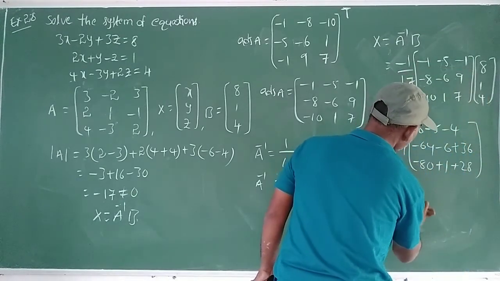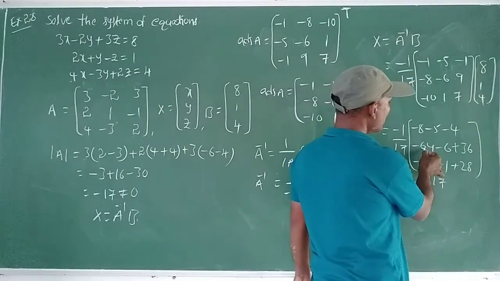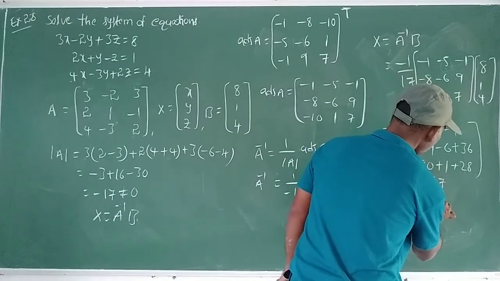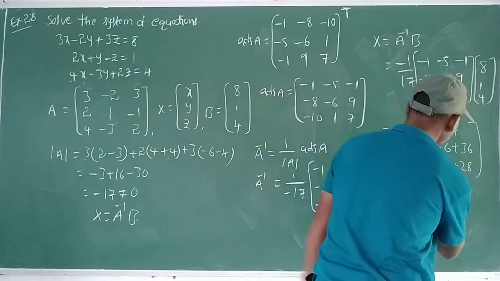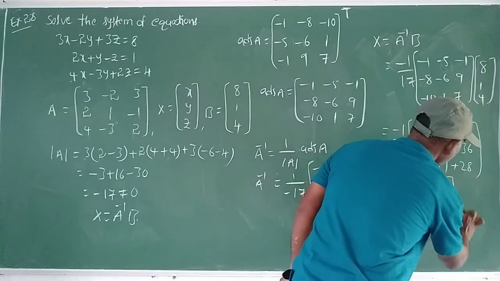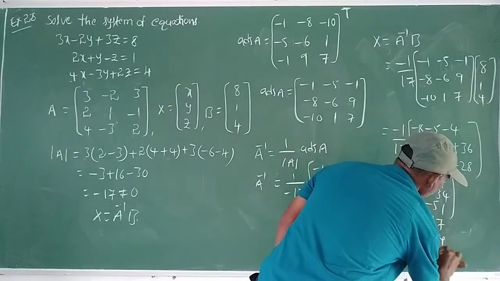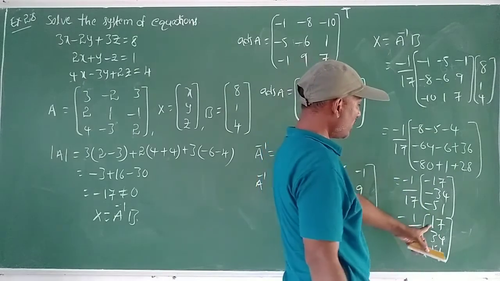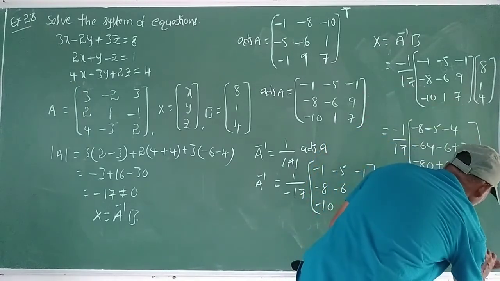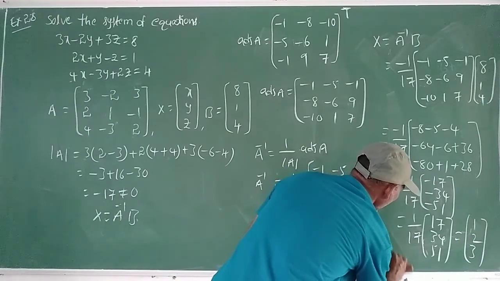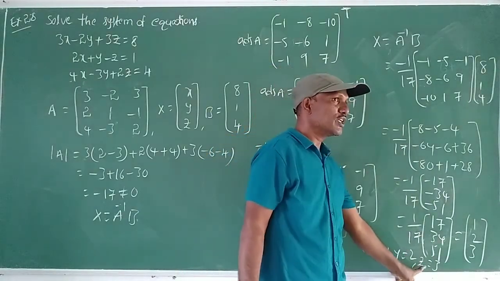That equals minus 1 by 17. Minus 8, minus 5, minus 4: minus 17. Minus 64, minus 6, plus 36: minus 34. Minus 80, plus 1, plus 28: minus 51. Minus 1 by 17 into minus 17, minus 34, minus 51. Division: 17 by 17, 1. 34 by 17, 2. 51 by 17, 3. This is x equal to 1, y equal to 2, z equal to 3.